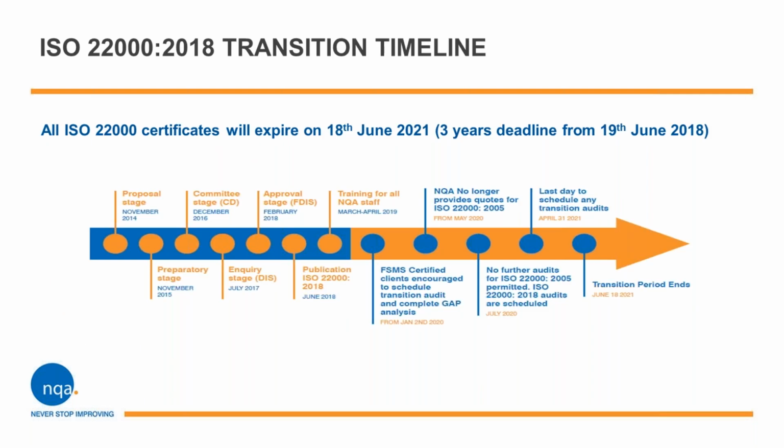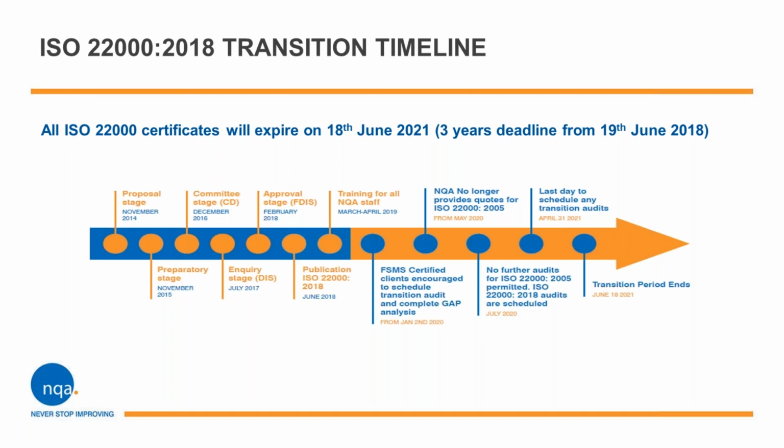Just to highlight, we have now reviewed all the new requirements of the 2018 version. So we are going to talk about the transition timeline. The standard was published in June 2018. You have 3 years from the day the standard was published to do the transition to the new version 2018. So you have until 18th of June 2021 to do your transition audit.